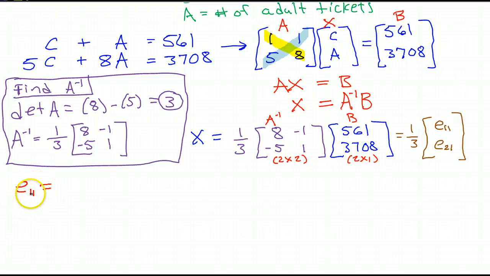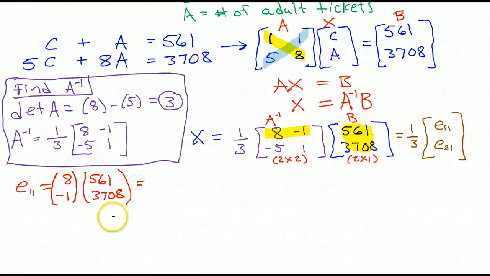Element 1, 1 is row 1 times column 1. So I'm talking about row 1 times column 1. So when we do that, row 1 is our 8, -1, and our column 1 is 561 and 3708. So we need to multiply these because we're doing row 1 times column 1.